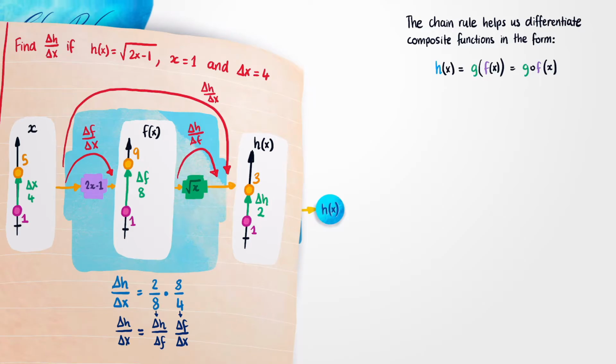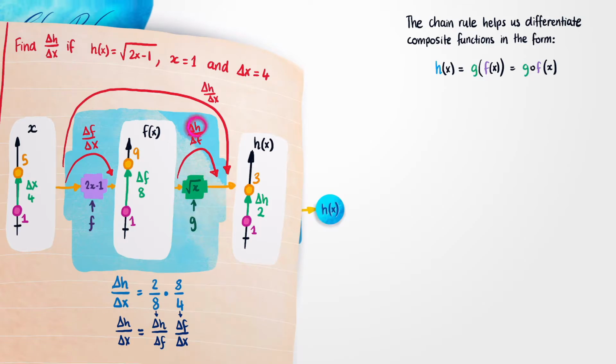So again, just to clarify this, we're saying that change in h on change in x is the same thing as change in f on change in x times change in h on change in f. Now let me just remind you of something else. We said that this function over here is going to be called f, but this function over here, we wanted to call it g.